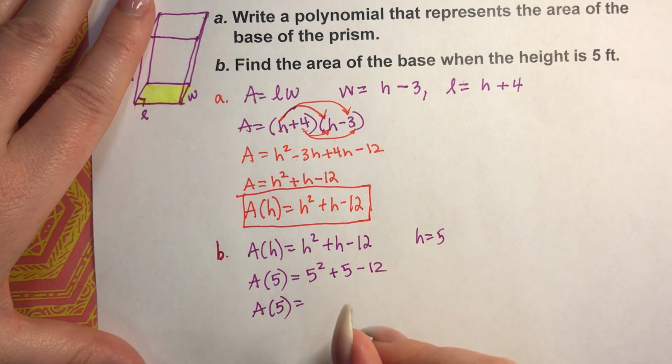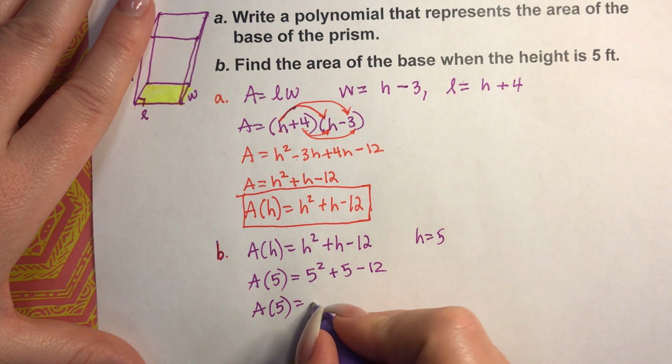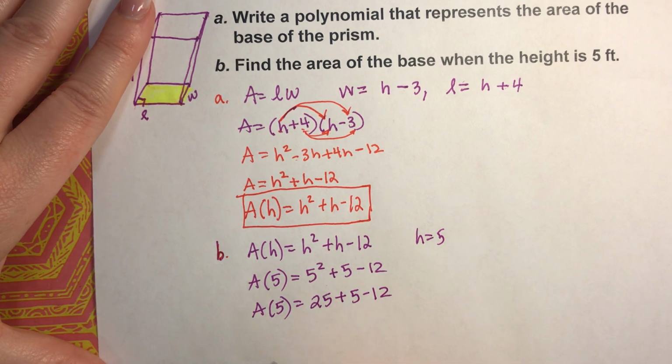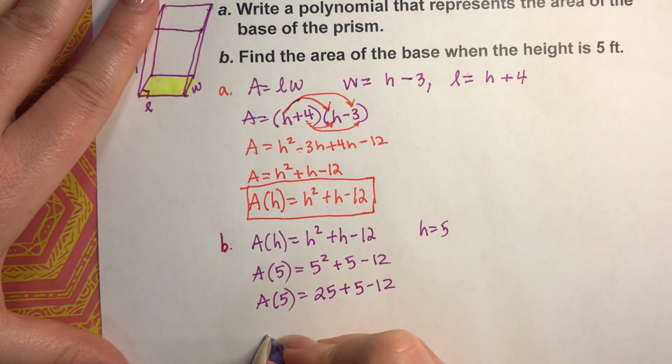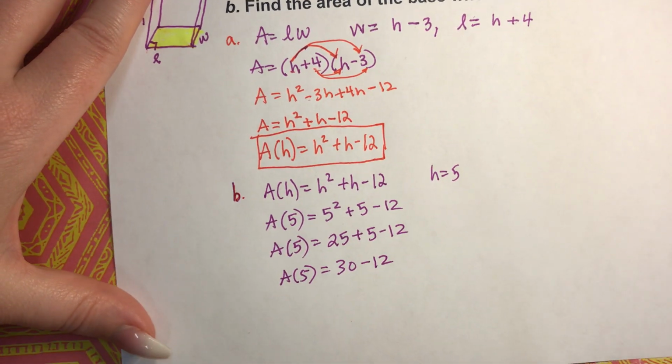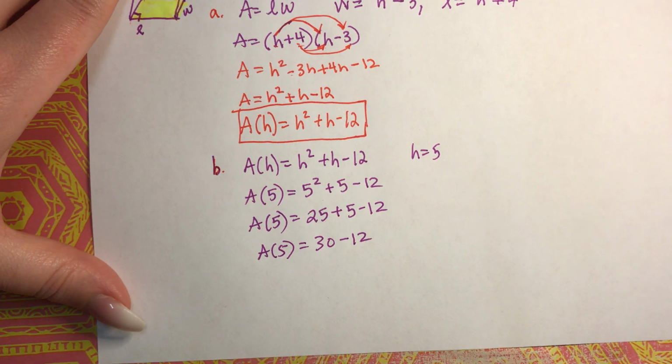Equals 5 times 5. You do exponents first, right? 5 times 5 is 25. And then just left to right, 25 plus 5 is 30. Minus 12 is 18.